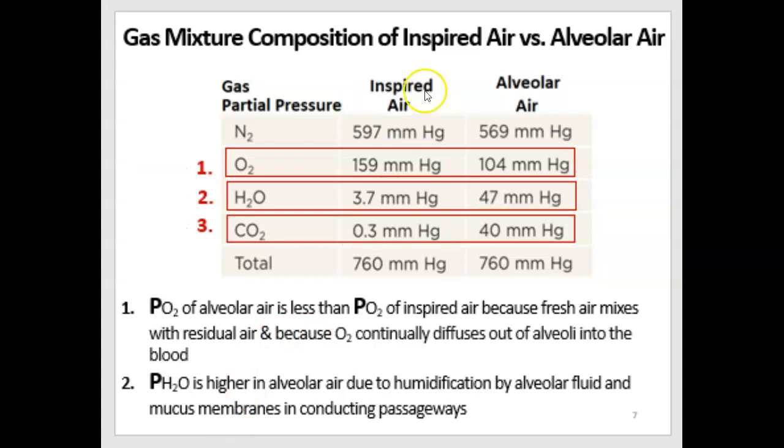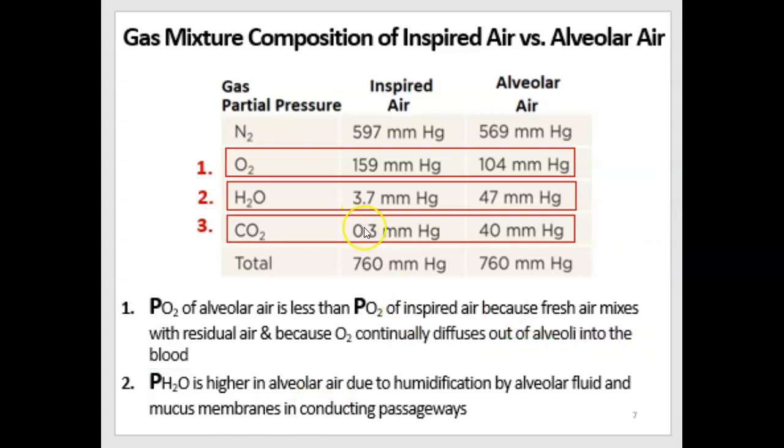So, why does the PO2, the partial pressure of oxygen, decrease in alveolar air? It's because the fresh air that we breathe in mixes with the residual air that's left in the lungs. Remember, we always have this residual volume. In addition, oxygen is quickly taken out of the alveolus and diffuses into the bloodstream. So it's very hard to pinpoint a really high oxygen level of alveolar air.